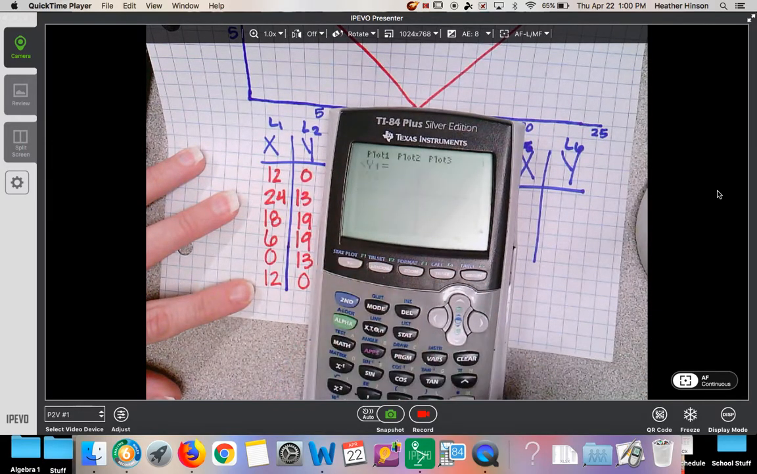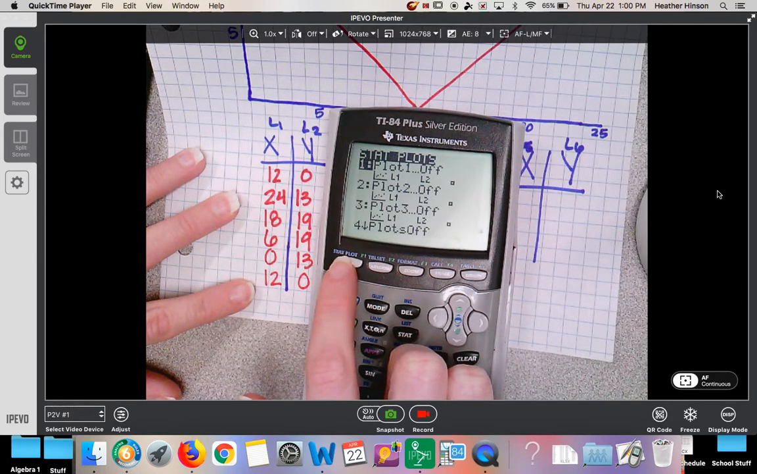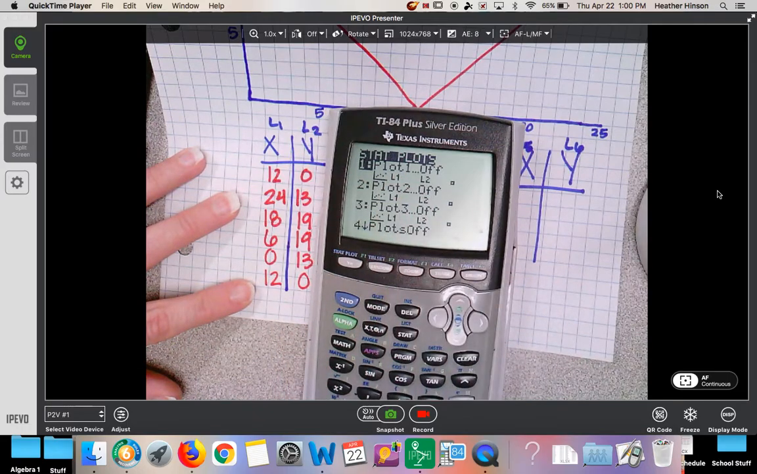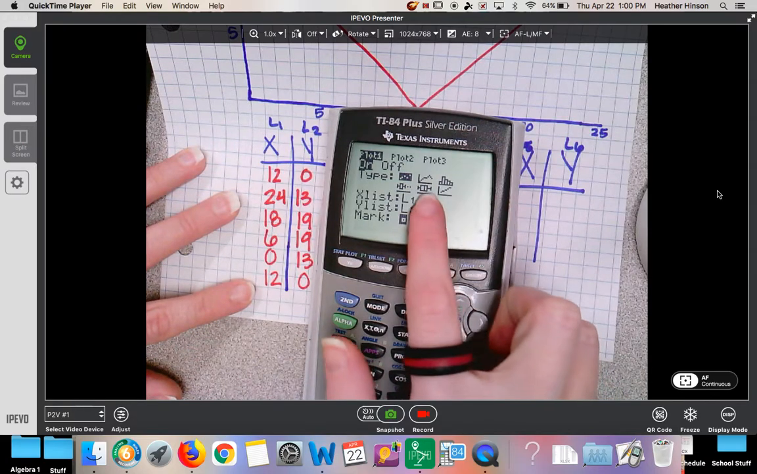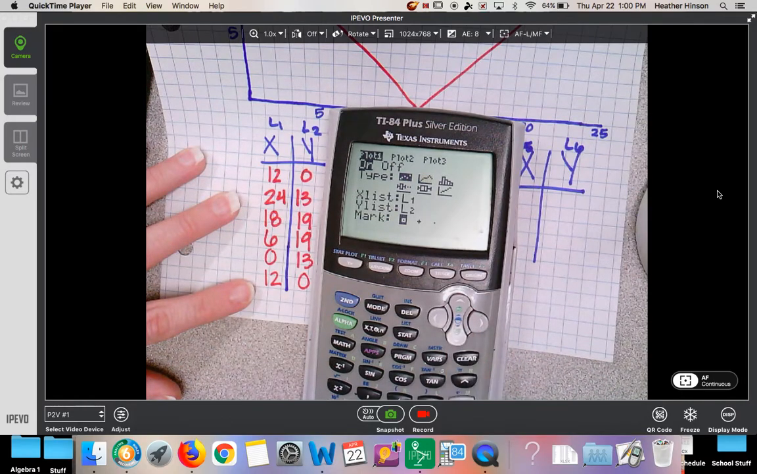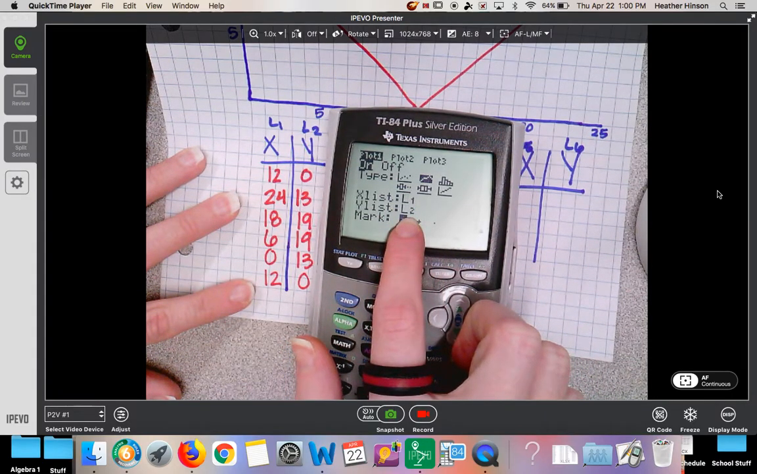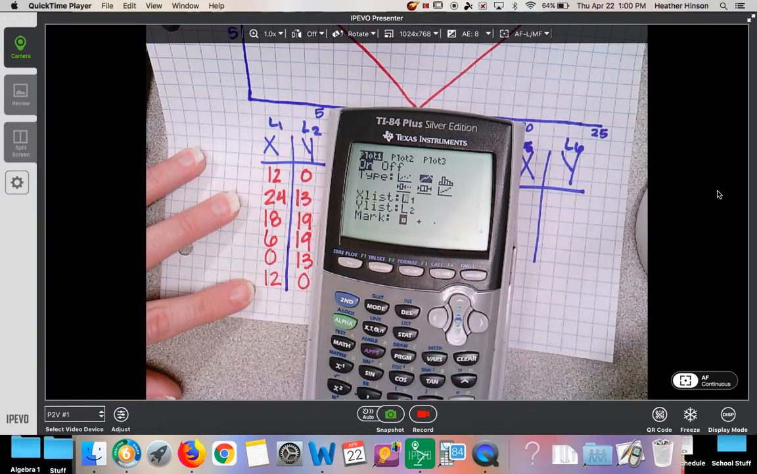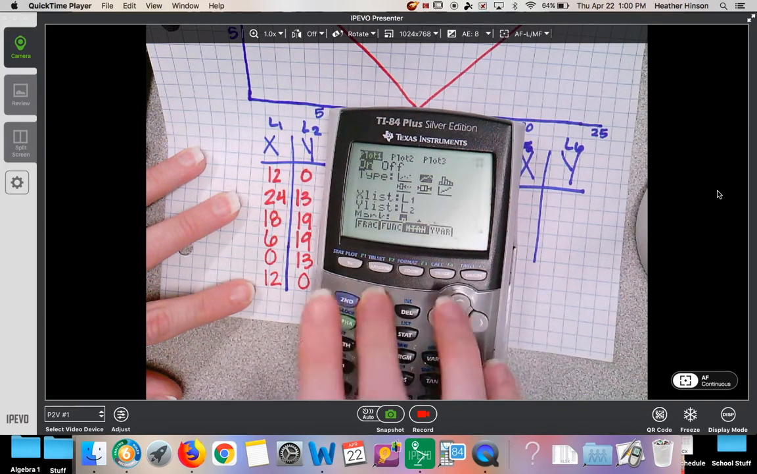So I'm going to go to y equals, not y equals, I'm going to go to second y equals. That's going to be your stat plot. I'm going to go to this first stat plot and I'm going to turn it on. And then I want it to connect the dots. So I want to use the second graph right here. And I'm going to turn that graph on. I put all of that information into L1 and L2. So those are correct. And then when I graph it, I'm going to hit zoom.